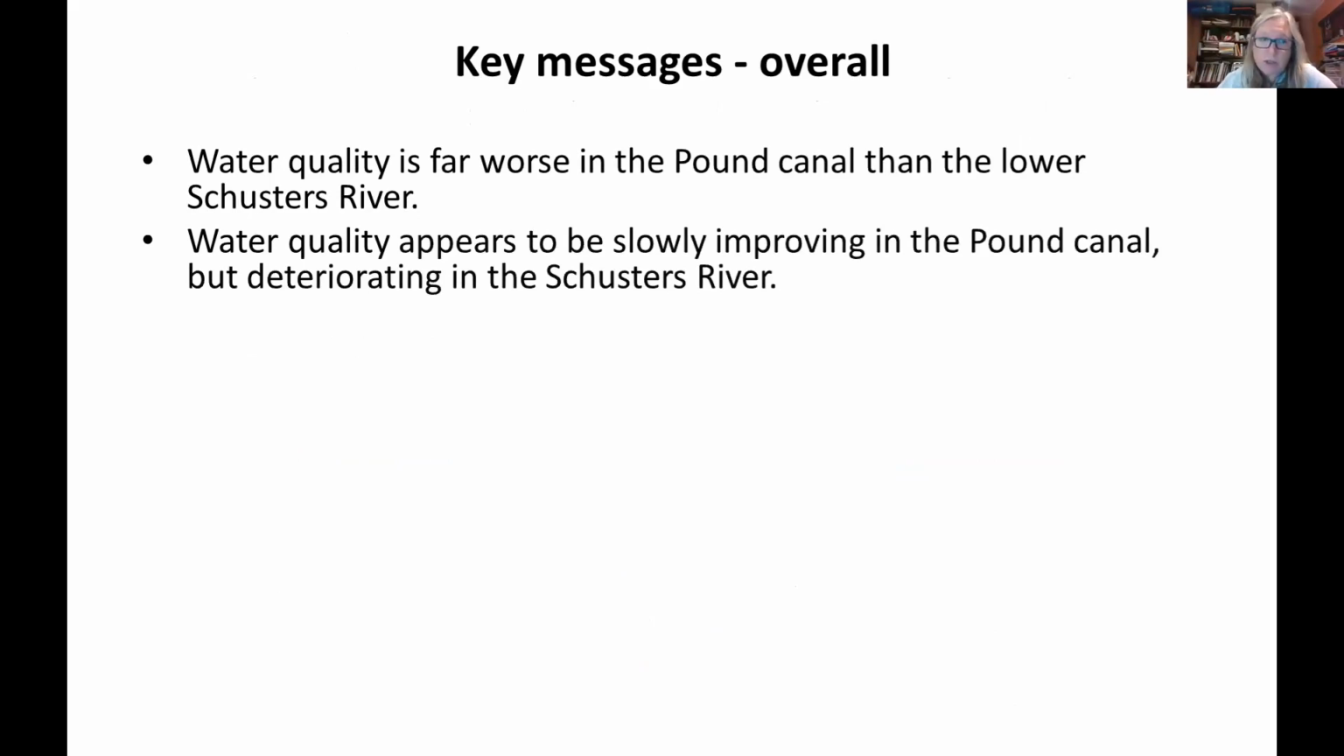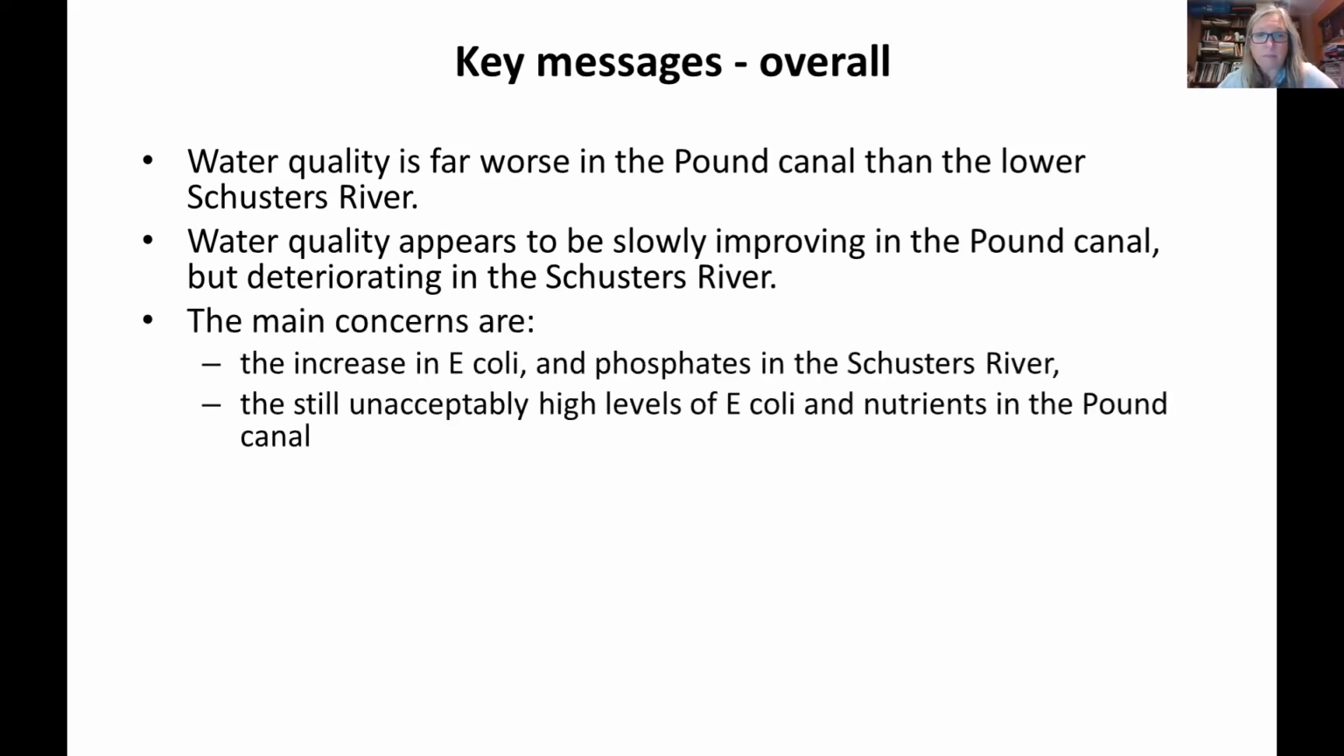Looking at those long-term trends, water quality does appear to be slowly improving in the Pound Canal, but not to hide the fact that the levels that it's at are still very high, especially for phosphorus. E. coli is still high, but for me, this is also very worrying, there's this slight deterioration in the lower Schisters River. And that could be due to a number of things, the increasing numbers of people in the village, or changing behavior in the village as well.